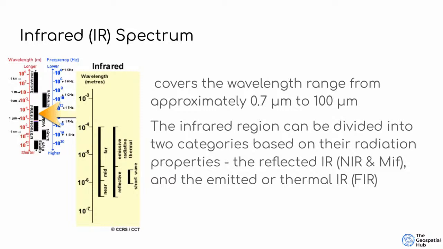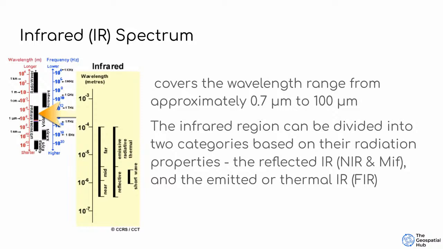The radiation in the reflected portion is similar to what we just explained. The way it is used in remote sensing is similar to what we just explained about the visible portion of the spectrum. So for the reflected portion, that's the near infrared and the mid infrared, it ranges from about 0.7 micrometer to about 3 micrometer.